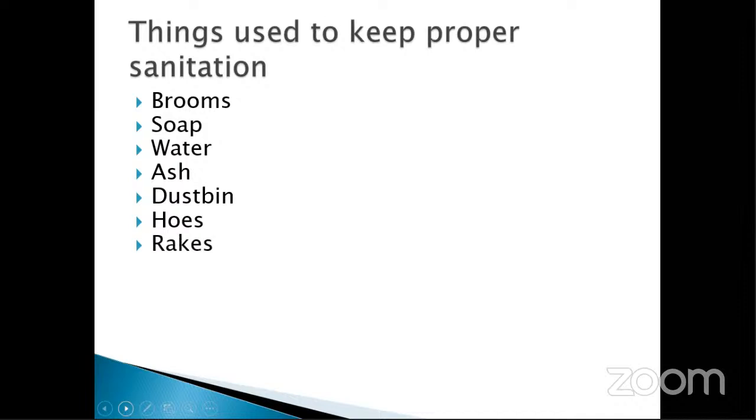We have Priska. Can you read for us this one? Rakes. We have rakes. These ones we use for collecting rubbish in the compound. Yes, Manuela?